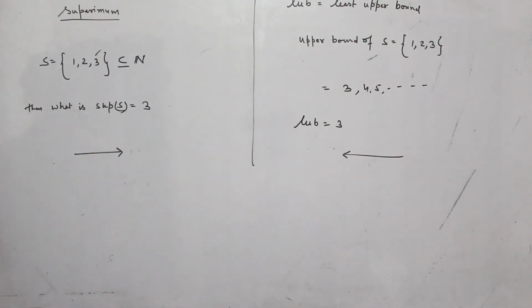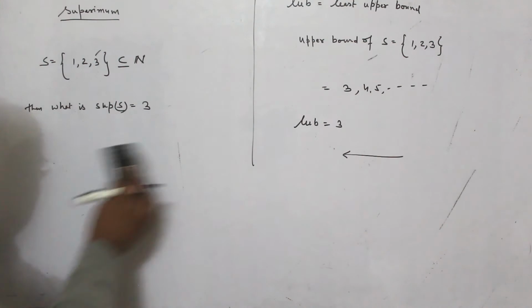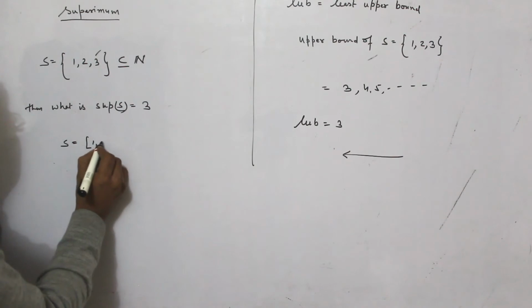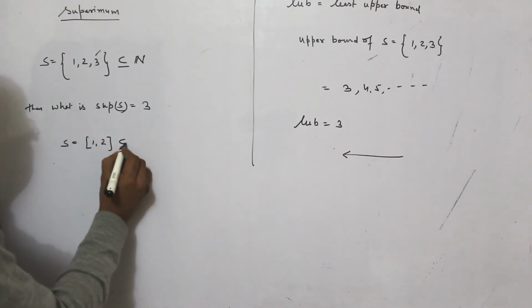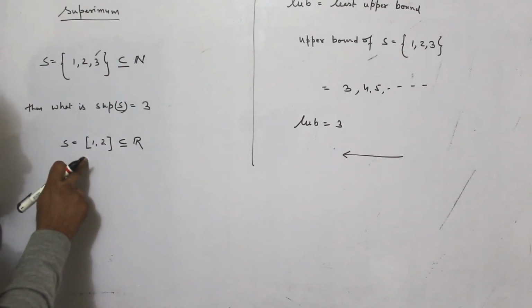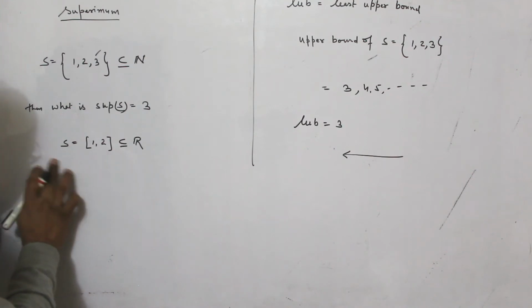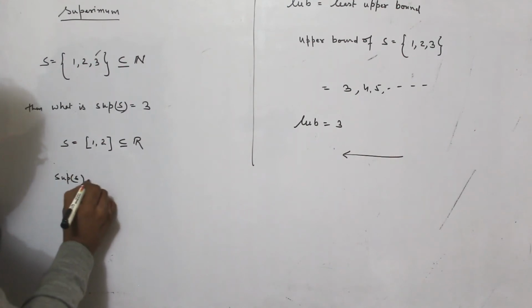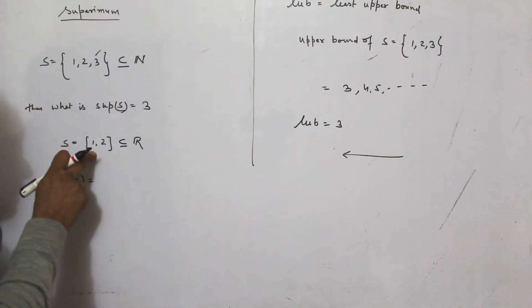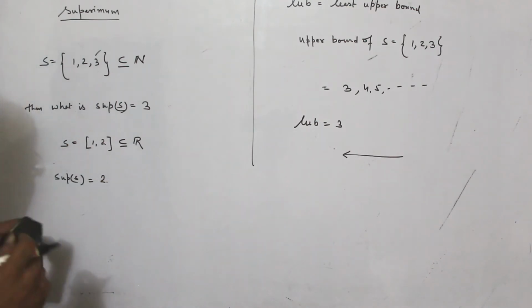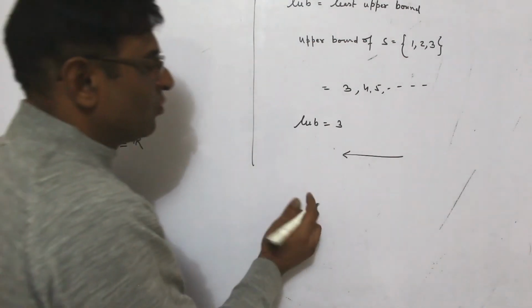Now one more example. Say S is an interval, suppose S is the closed interval 1 to 2, a subset of R. Then what is the supremum of S? So easily the supremum of S can be located. The biggest element in S is 2. Now what is the least upper bound of S?